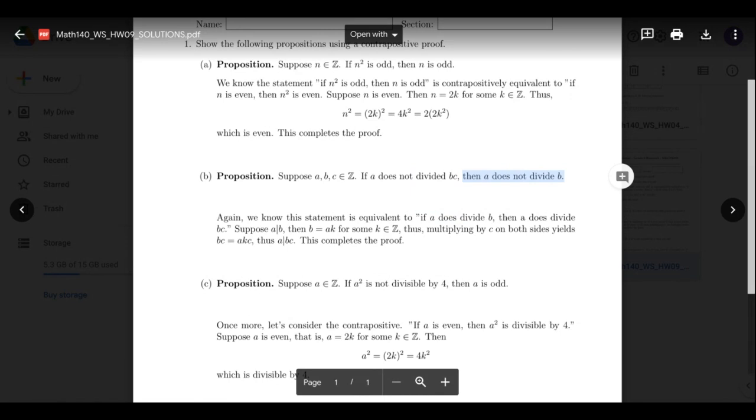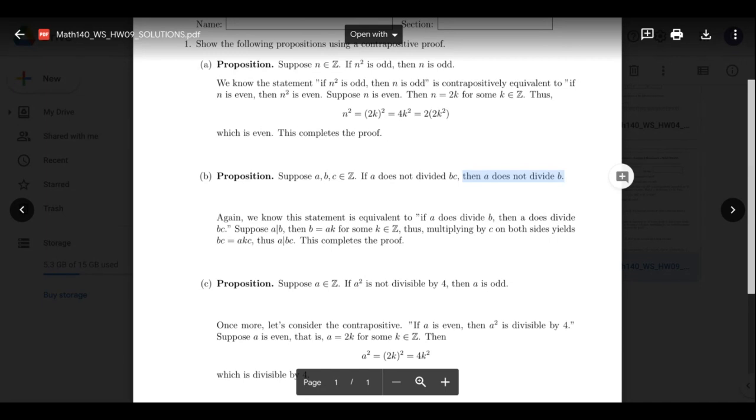a divides b means b can be written, let me follow your notation, as ak for some integer k. Then bc equals, as you write, akc. That shows a divides bc. Yeah, you're right.